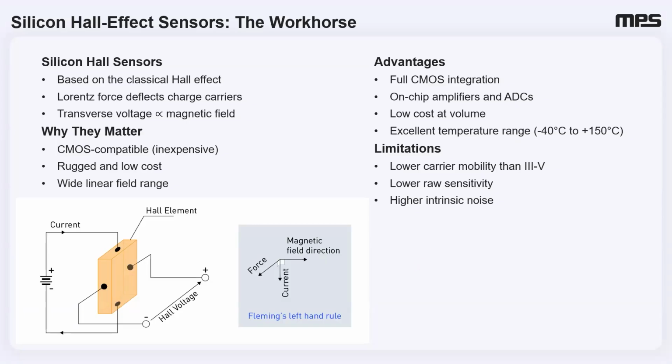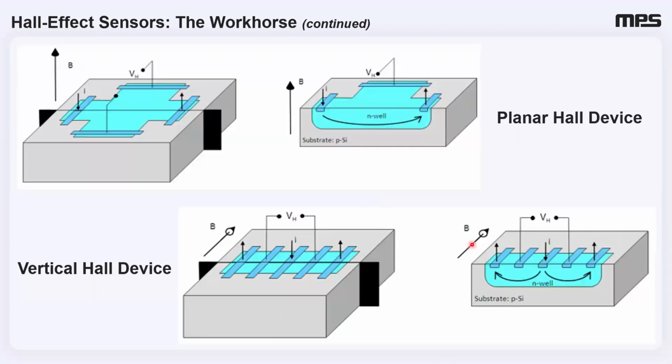Let's take a look at the structure in silicon here. There are two types of Hall devices. The most common is what we consider a planar Hall device, and there is also a so-called vertical Hall device. Look at this as though this surface is the surface of the silicon wafer. And so here again, this is the surface of the silicon wafer.